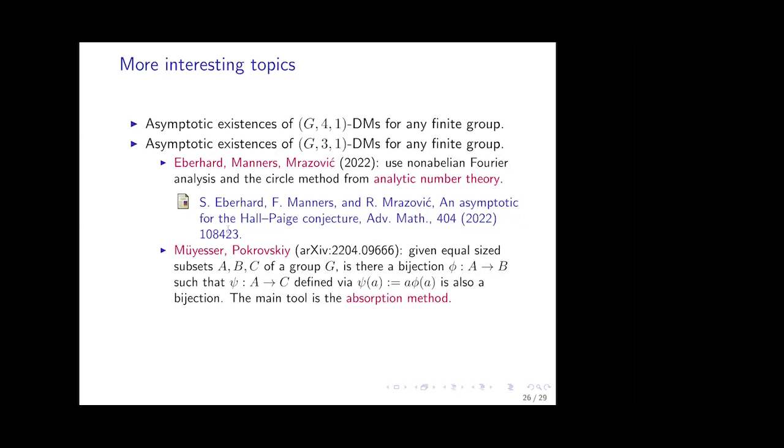So their question is a generalization of the traditional problem. That means they give another proof of the asymptotic existence of G31 difference matrix. Their tool is the absorbing method. And last year, the first author, Muyesser, considered the following conjecture. He showed the following conjecture holds for any sufficiently large abelian group. What's the conjecture? This conjecture.